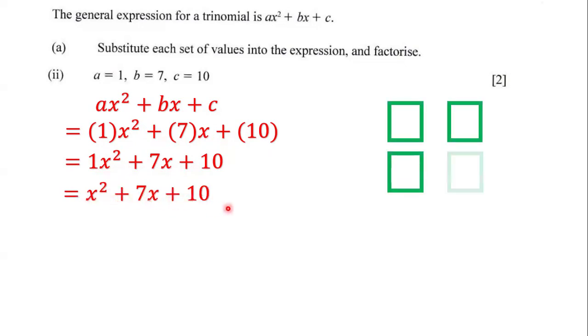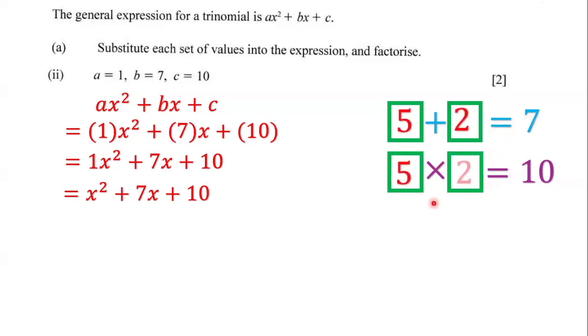And so we ask ourselves, okay, notice that this is 7 and this is 10. What two numbers can we use, such that when we add them we get 7, but when we multiply them we get 10? Again, what two numbers, when we add them, we get 7, and when we multiply them, we get 10? And so let's use 5 and 2. Indeed, 5 plus 2 is 7, and 5 times 2 is 10. And so we're going to use 5 and 2.